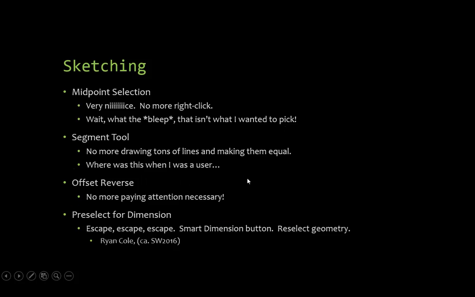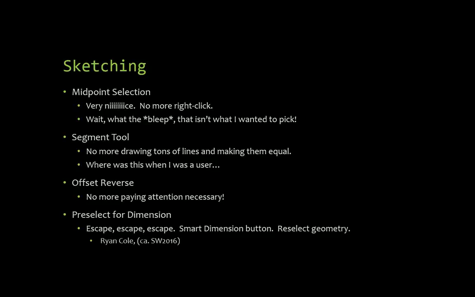All right. So midpoint selection. Very, very nice. No more right-clicking. If you guys ever have done that, you right-click on a line, select midpoint, and then you do something else. I've never used it. People ask me, and I'm like, we don't have that. As a trainer, as a support technician, I'm just like, don't do that. It's just weird. You've got to right-click. But now you can pick it. It works good. And then you use it for a little bit, and then you're like, what the bleep?